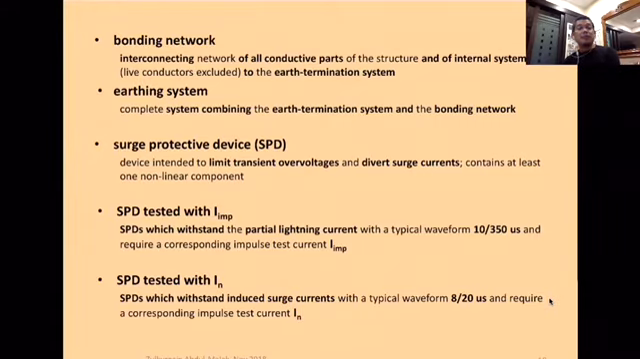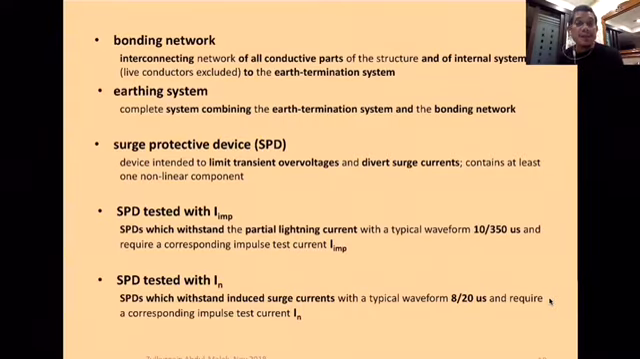Surge protective device, I think you understand this. Examples of SPDs are Zener diodes, metal oxide varistors, and so on. The purpose is to limit transient overvoltages and to divert surge currents. And it contains non-linear devices, for example, diodes.